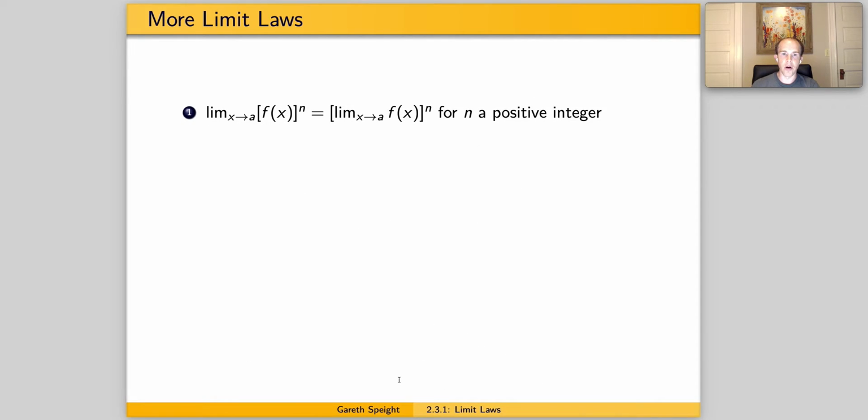Okay, so here are a couple more limit laws, and we can do the same thing with powers. So the limit of f of x to the power n is the limit of f of x all to the power n, provided n is a positive integer. We're going to say something else with roots in a second. The limit of a constant is just a constant. So this sounds kind of trivial, but it occasionally comes in handy.